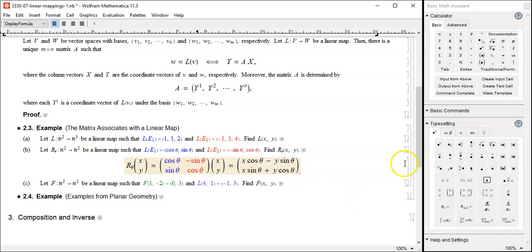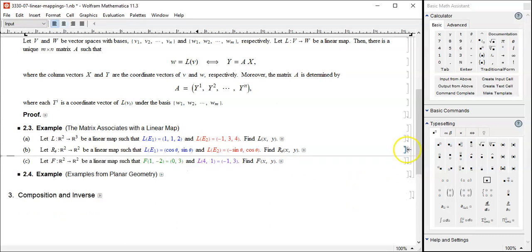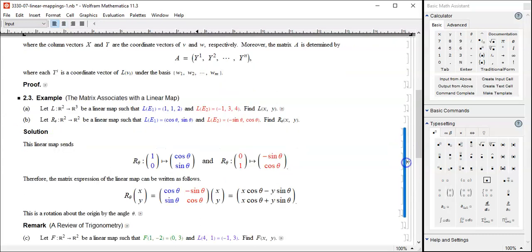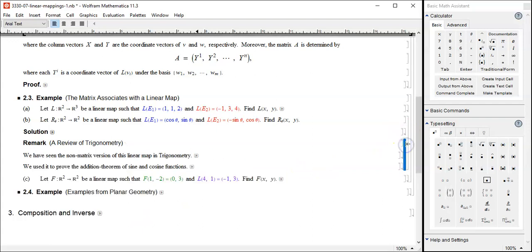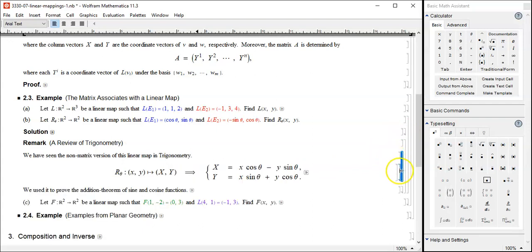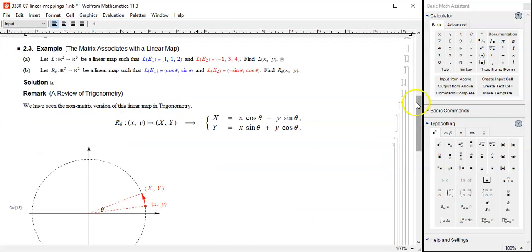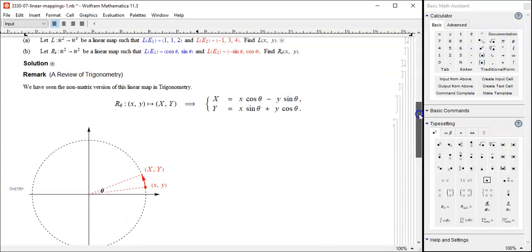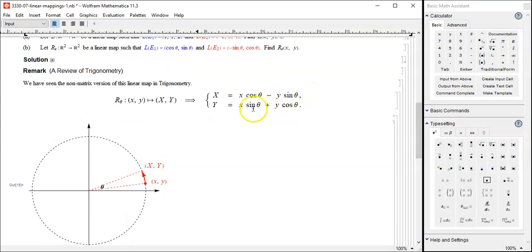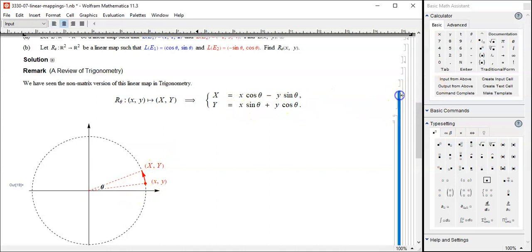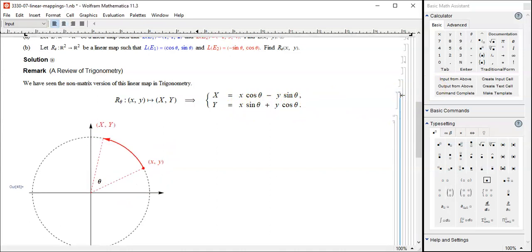What kind of map is this, by the way? It's a rotation. Same thing we just did. Column, column, so column, column. And then here's a visualization as a matter of fact. Yep. x cosine of theta, y sine of theta, minus y sine of theta, x sine of theta, y cosine of theta. It's a rotation. Okay, that picture looks a little bit better.